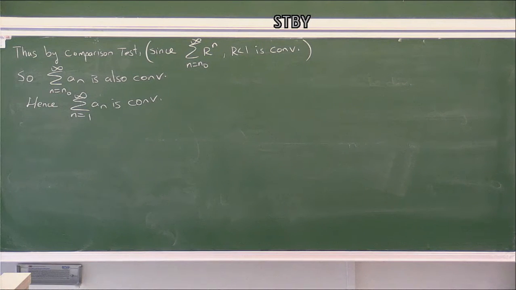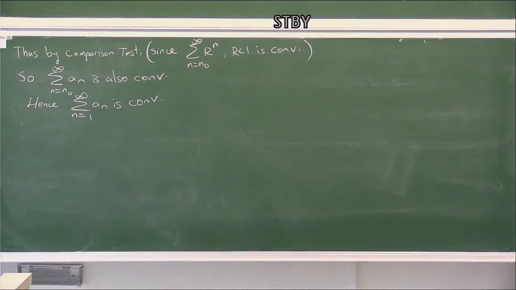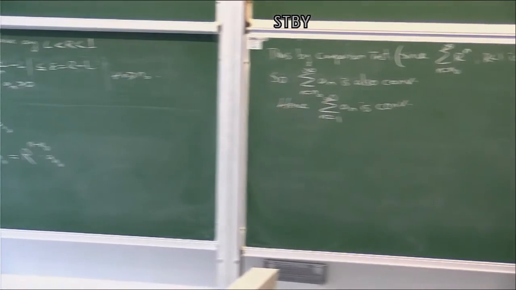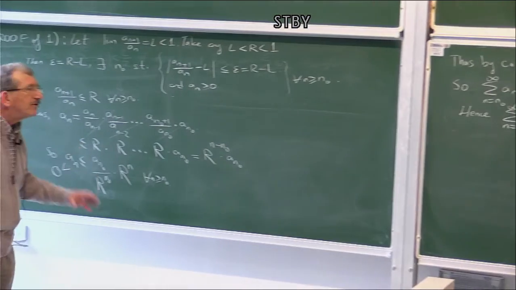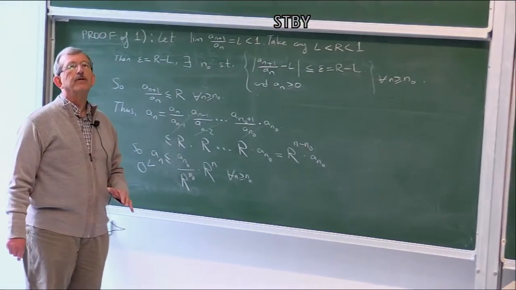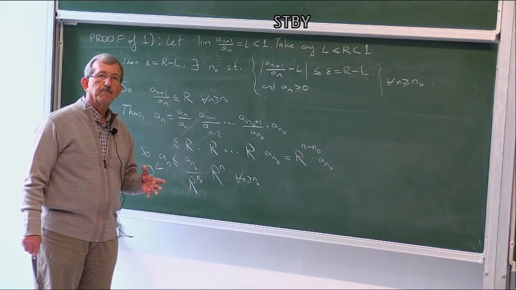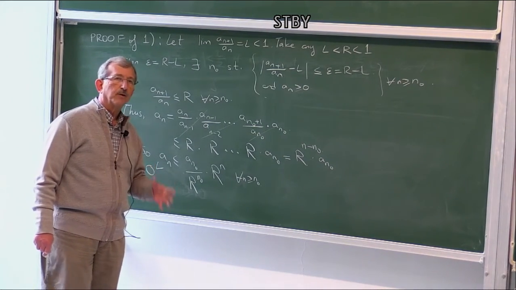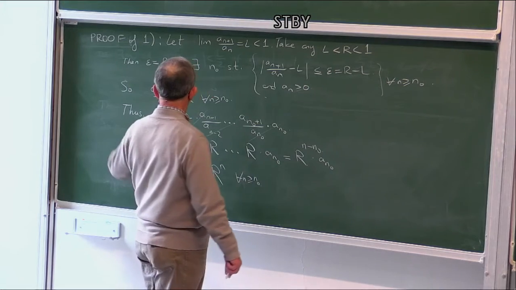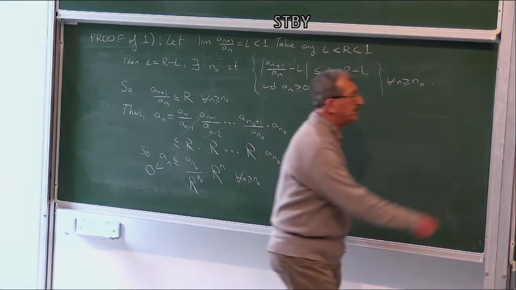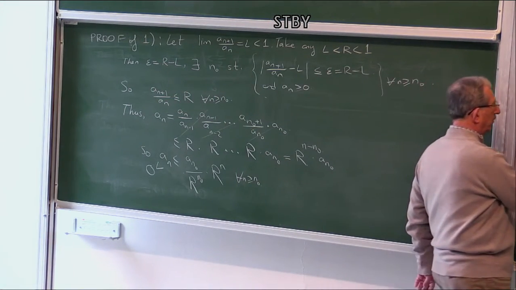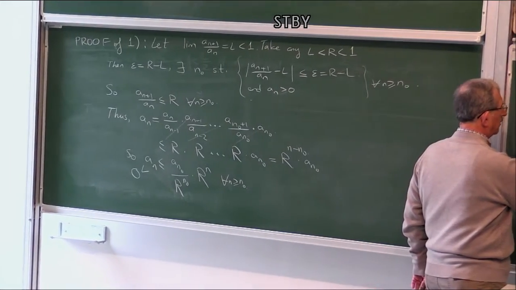Note that in the proof, whatever technicalities we have, there is a comparison with a geometric series. So this is indeed a comparison with some geometric series. But it's done implicitly. Let me try to give a hint on the proof of 2.